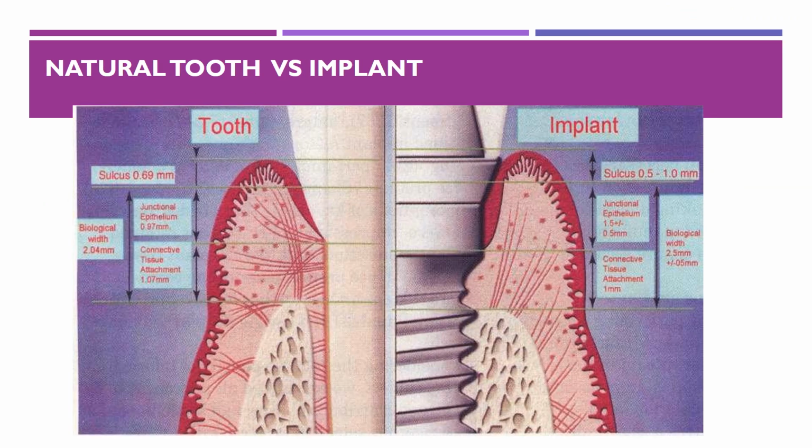So coming to the difference between natural tooth and implant. The picture itself is very clear. Here the periodontal ligament fibers are attached to the cementum, and we have the junctional epithelium of 0.97 mm and connective tissue attachment of 1.07 mm, and the biological width is known to be 2.04 mm.